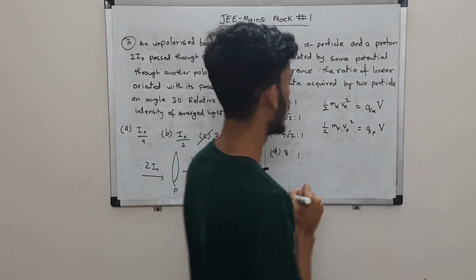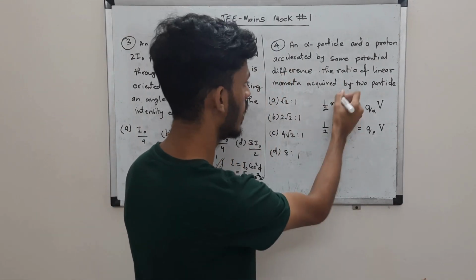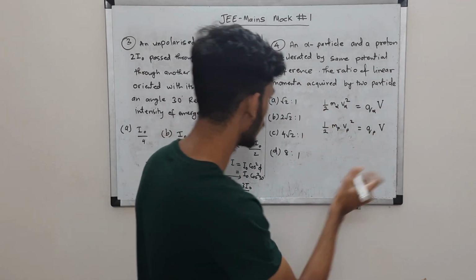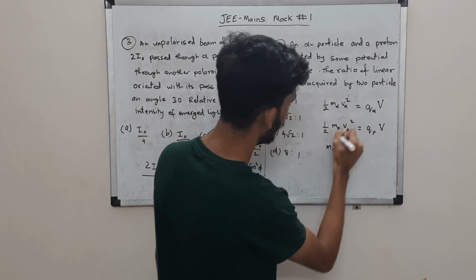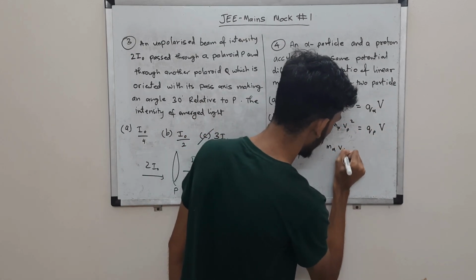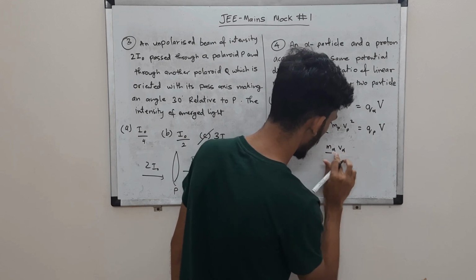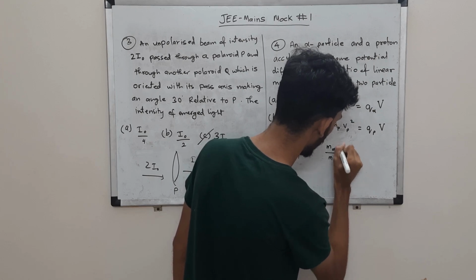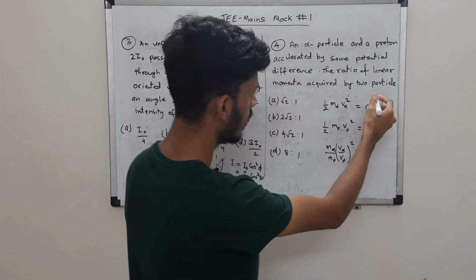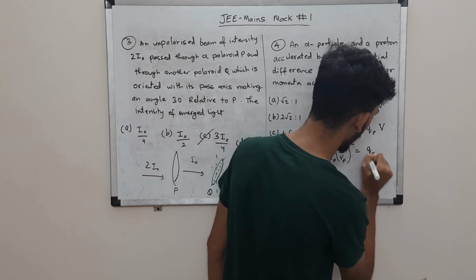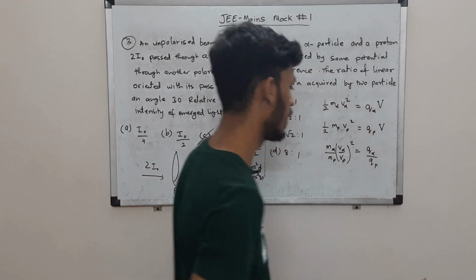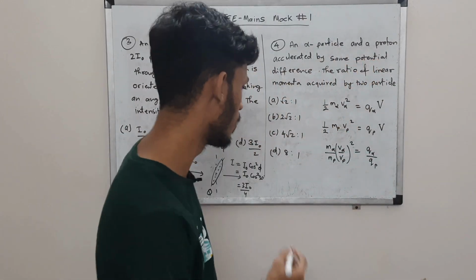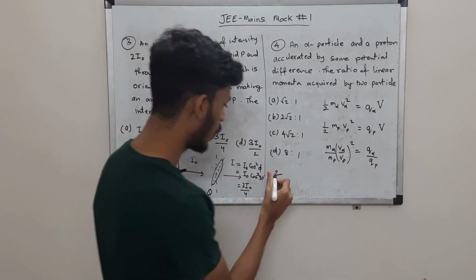We are supposed to find the ratio of their linear momenta. So first of all, let us take the ratio of this. This will give us an idea about V. When you take the ratio, you get m alpha by m of proton, V alpha by V of proton squared, and here V and V will get cancelled, so Q of alpha upon Q of proton. Now we know that the alpha particle, basically a helium nucleus, has twice the charge of the proton and 4 times the mass, right?